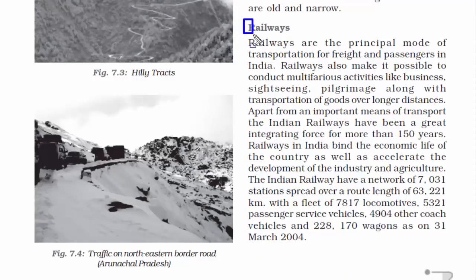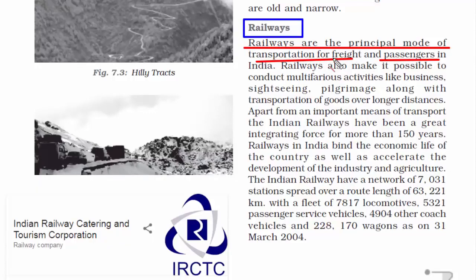And the next topic is railways. So railways are meant for two things. That is, one, to carry freight, which is goods, and the other one is to carry passengers. Now with the addition of IRCTC, which stands for Indian Railway Catering and Tourism Corporation, it is a subsidiary of the Indian Railways that handles the catering, tourism and online ticketing operation of Indian Railways.